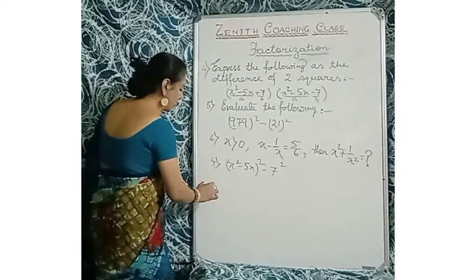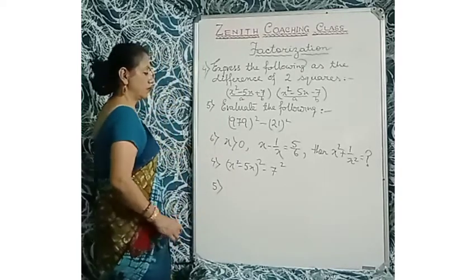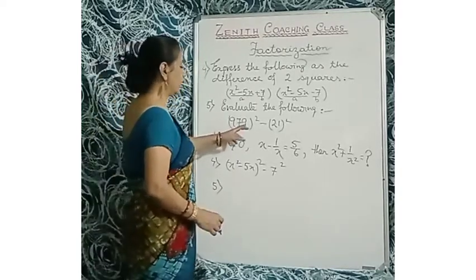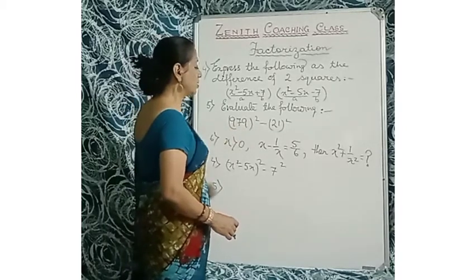Now question number 5. Evaluate 979 square minus 21 square.